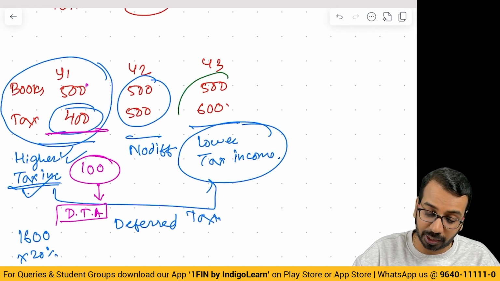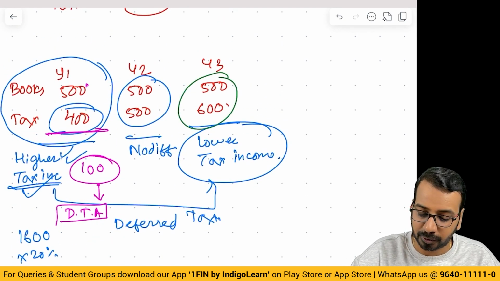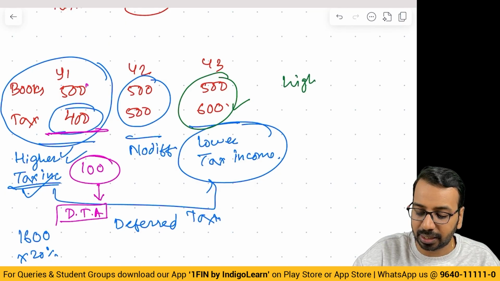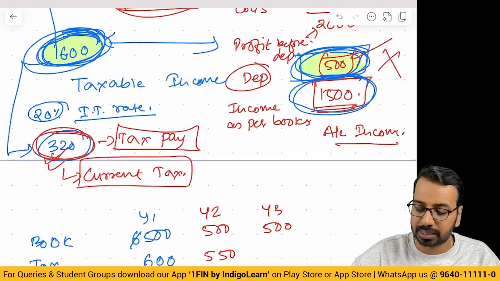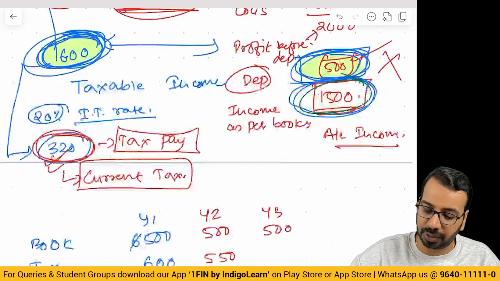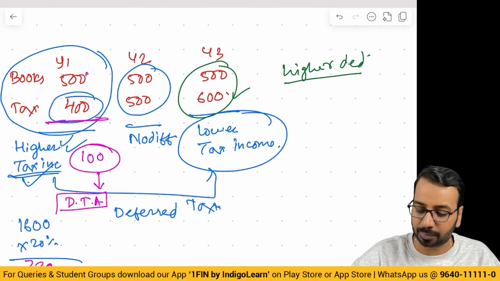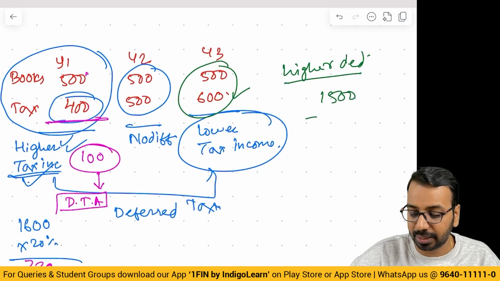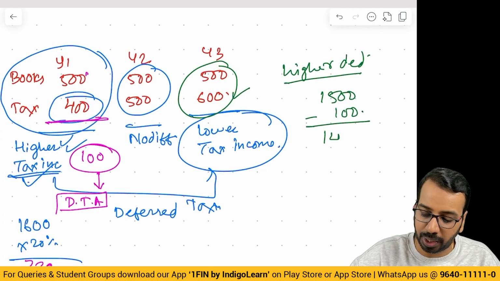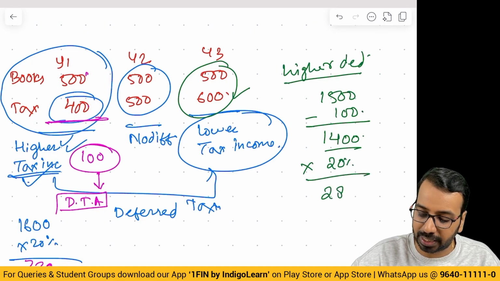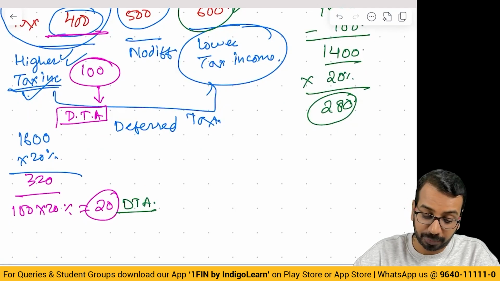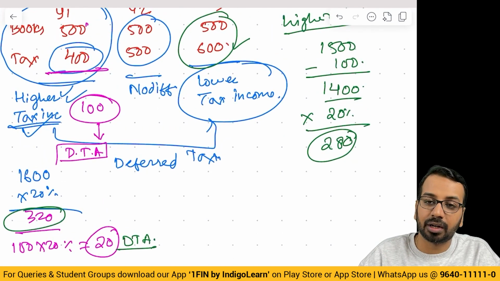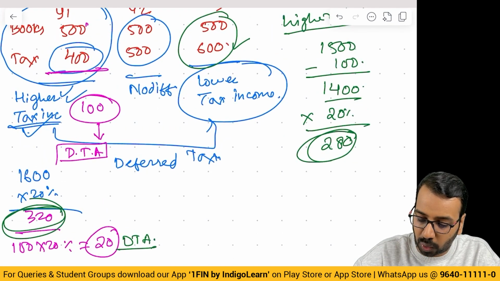So when you come to the 3rd year, in the taxation you get a higher deduction. So assume this income is still 1500. So what will happen at that point of time? 1500 minus 100 of extra depreciation, you get 1400. On this, if you apply 20% taxation, you get tax of 280. You have to pay only 280 of tax. Here you have to pay 320 of tax. This extra 20 gets offset here.